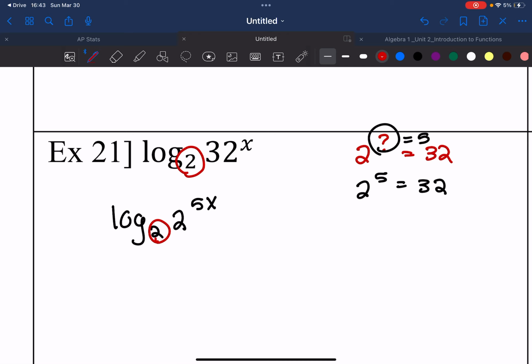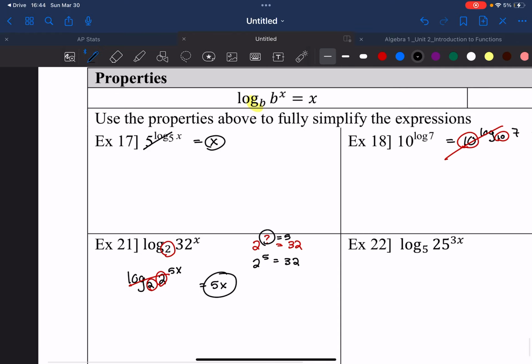Notice now that I have the same bases of 2 in both the log and in the base of my exponent, which means these cancel out and I am left with 5x. 5x is my answer. Okay, so if the bases don't automatically match up for you to cancel out, you need to see if you can turn that into a base that is able to cancel out. And then if you're not able to do any of that, then it can't be simplified.